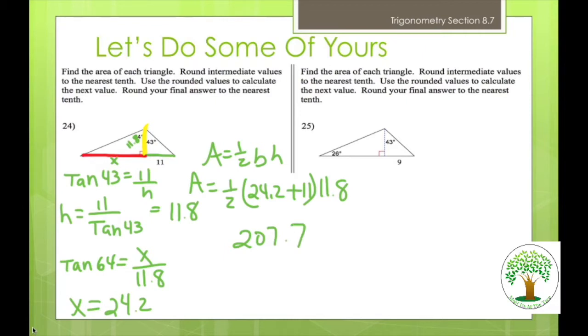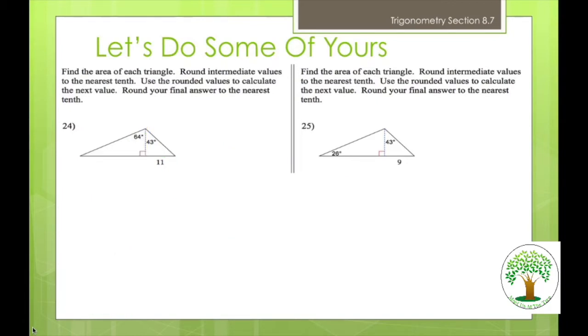Okay. Why does that sound like the one we just did? Do we have to write the units on this? No. There aren't any units on any of ours this week. Good. 207.7 is the answer that you're supposed to get. All right, now let's do number 25.